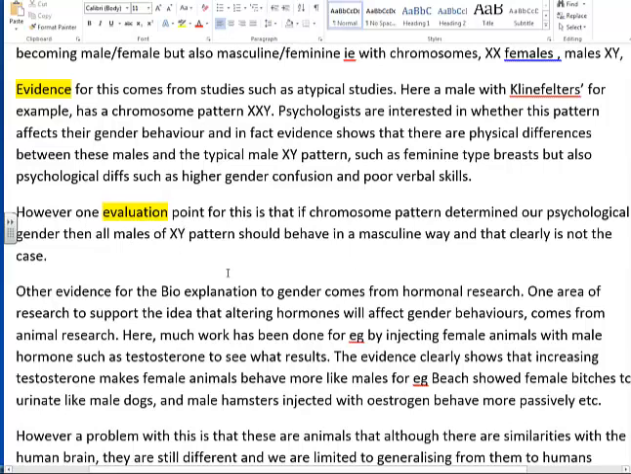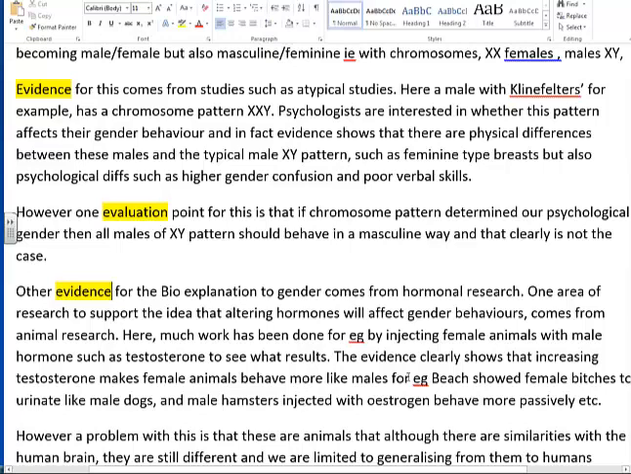These are just starting you off on the points, and you could develop them a little bit. So we could then start with another point, but actually I'm quite happy with this. I've got loads to say here. So I might bring in another piece of evidence for the biological explanation, which comes from hormonal research. One area to support this idea is that altering hormones will affect gender behaviours, and that comes from animal research. So much work has been done, for example, by injecting female animals with male hormones like testosterone to see what results. The evidence clearly shows that increasing testosterone makes female animals behave more like males.